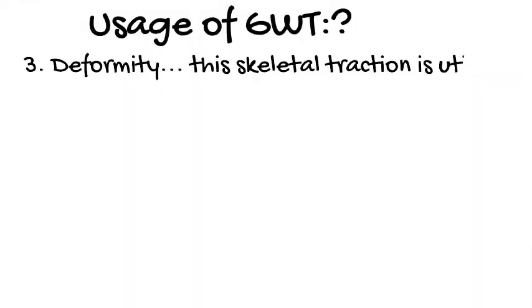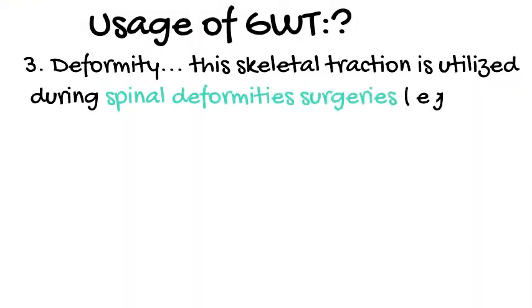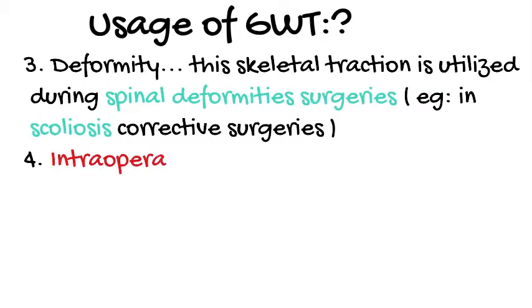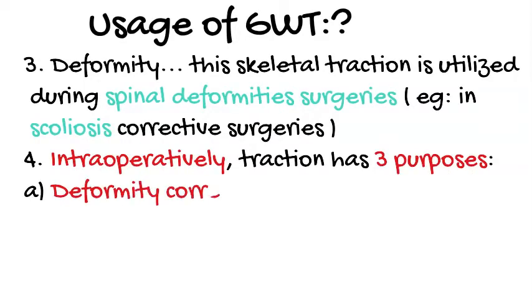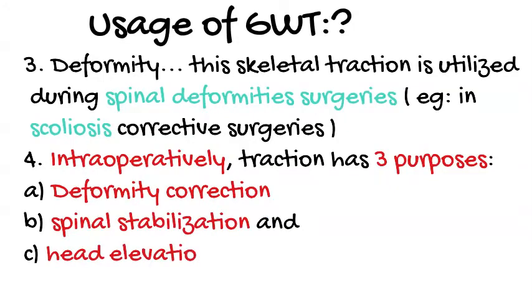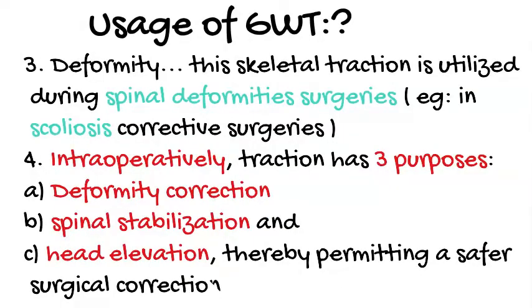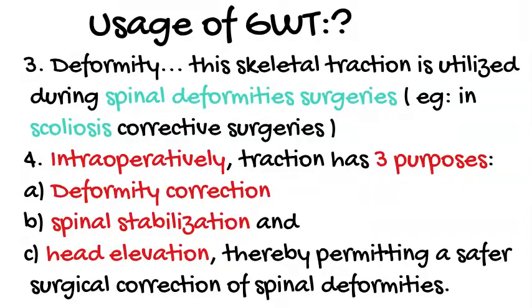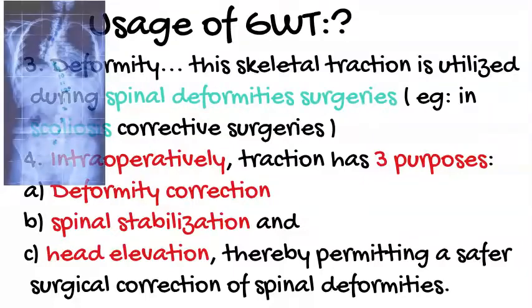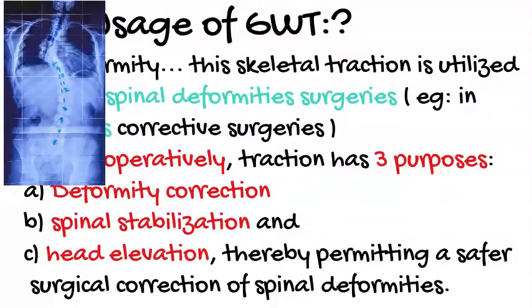Number 3, deformity. This skeletal traction is utilized during spinal deformity surgery, for example in scoliosis corrective surgery. Number 4, intraoperatively, skull traction has 3 purposes: A, in deformity correction; B, in spinal stabilization; and C, head elevation, thereby permitting a safer surgical correction of spinal deformities.